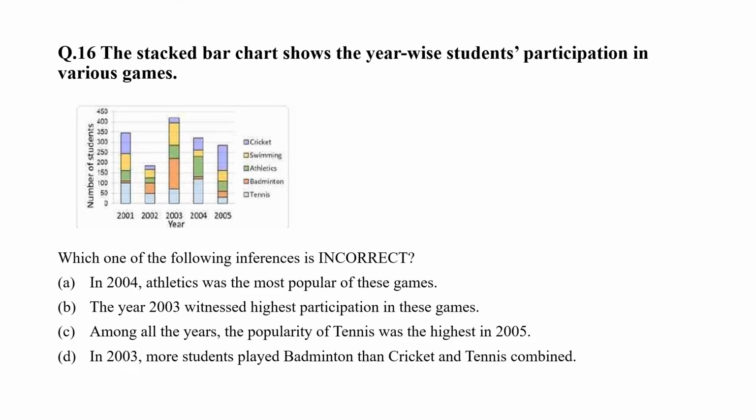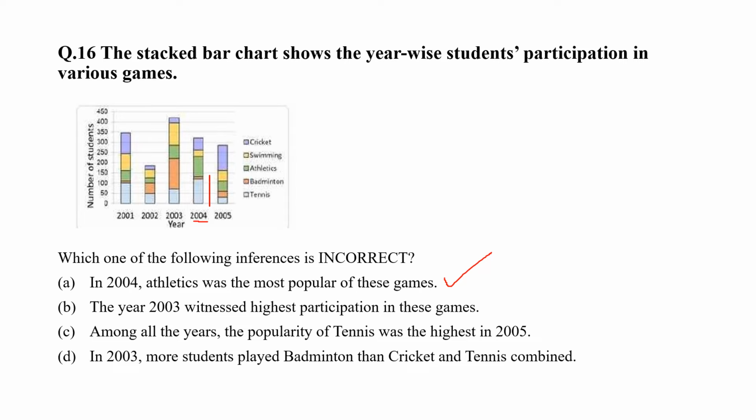Question number 16. A stacked bar chart shows the year-wise students' participation in various games. Which one of the following inferences is incorrect? So we have to choose the incorrect statement. Option A: In 2004, athletics was the most popular of these games. So this is an incorrect statement, because in 2004, tennis is the most popular.